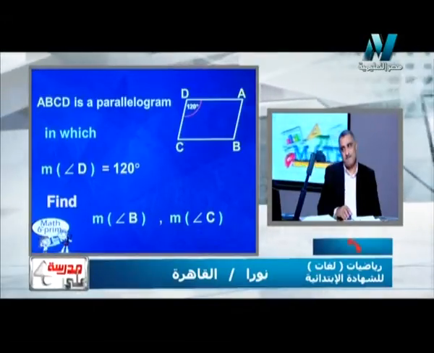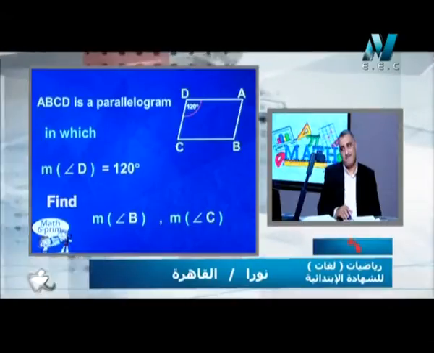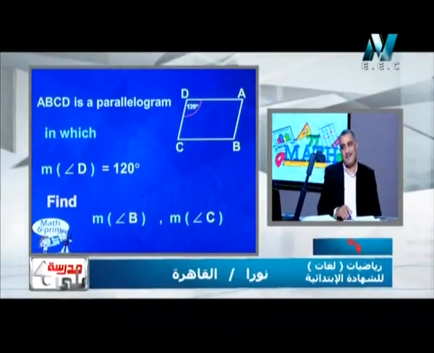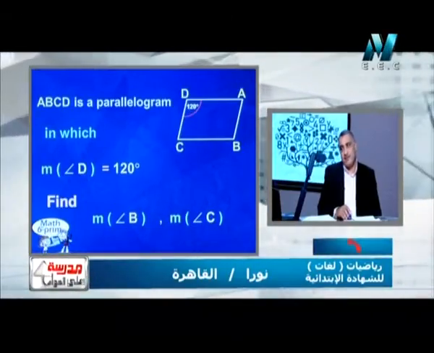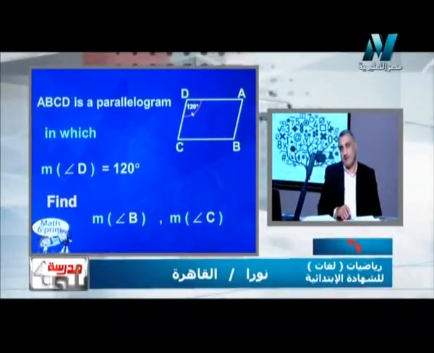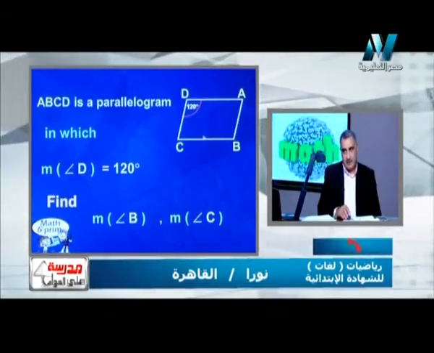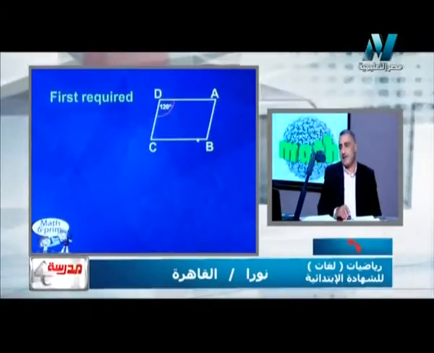Each two opposite angles are equal in measure. The angle B is opposite to the angle D. The measure of the angle D equals 120 degrees, so the measure of the angle B equals 120 degrees. What about the measure of the angle C?